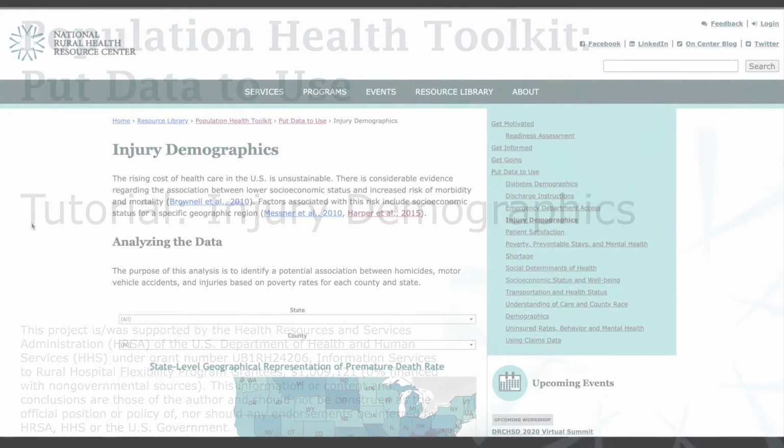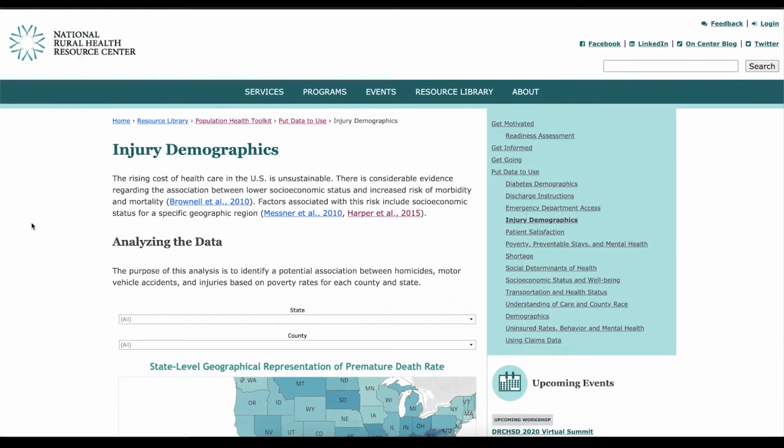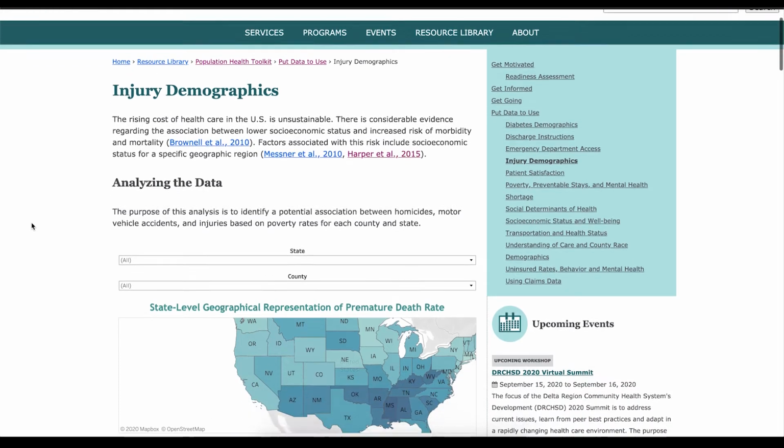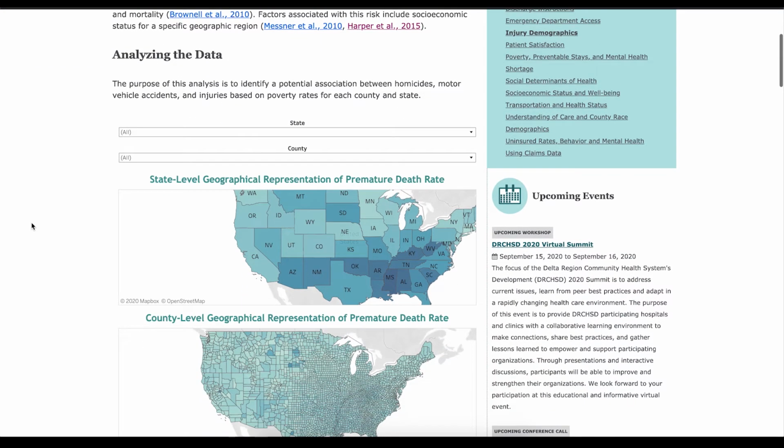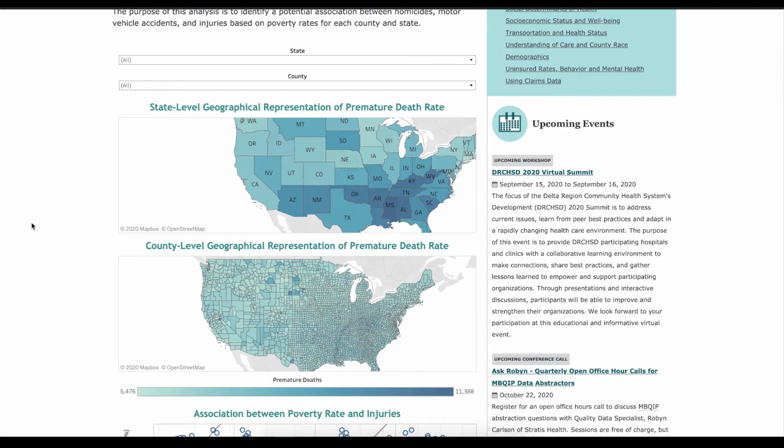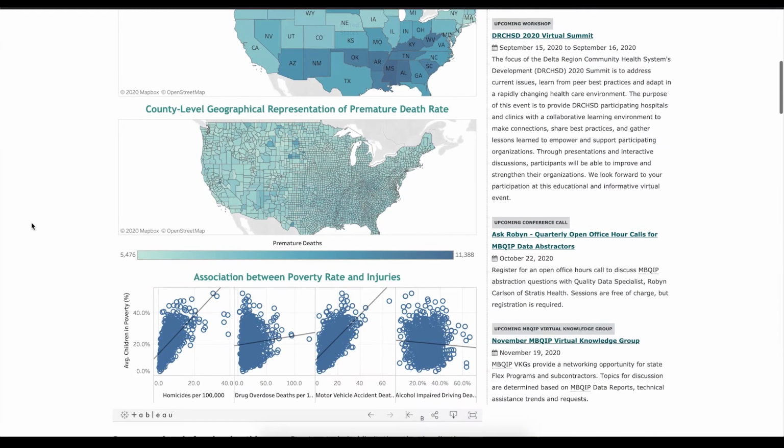The purpose of this analysis is to identify a potential association between homicides, drug overdose deaths, motor vehicle accident deaths, and alcohol-impaired driving deaths based on poverty rates for each county and state. For the data visualization, it is recommended that we enter full screen mode by clicking the icon in the lower right corner.